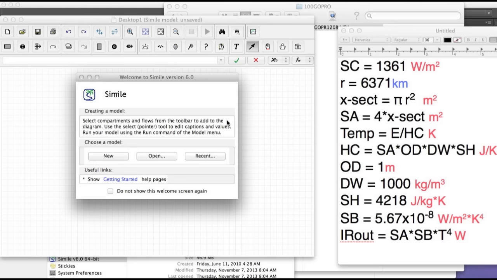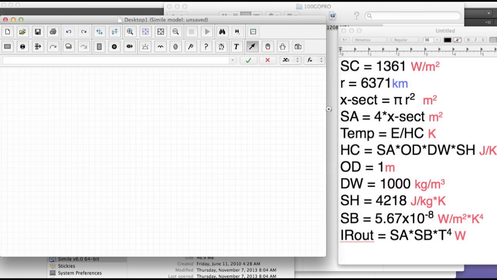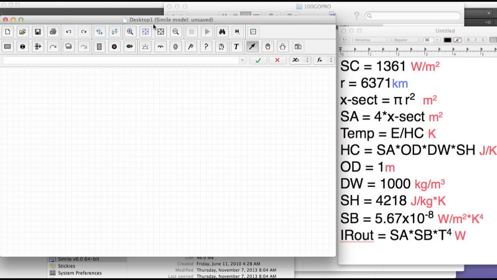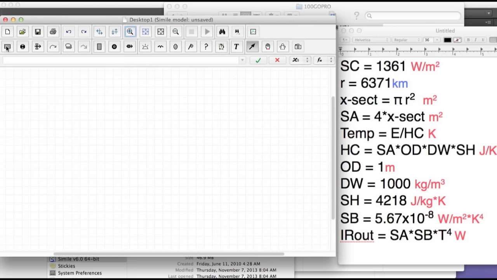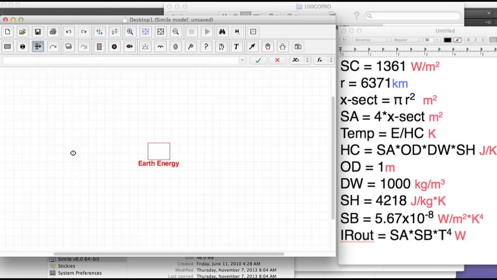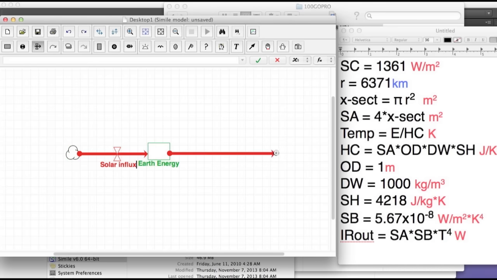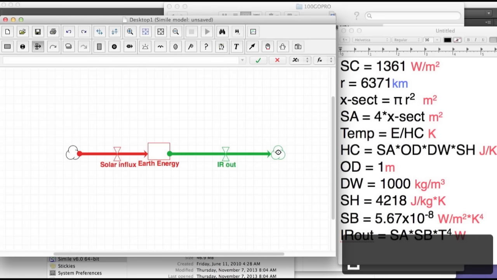So when we get into our Simile software, we're going to start a new model, and since it looks something like a leaky bucket with energy in, energy out, I'm going to go ahead and enlarge this already so we can get a bigger picture. We will have one major reservoir, and we will call this Earth energy. And it's going to have flux in, which we'll call solar influx. And we will also have energy out, which we will call our IR. It's infrared radiation outflux.